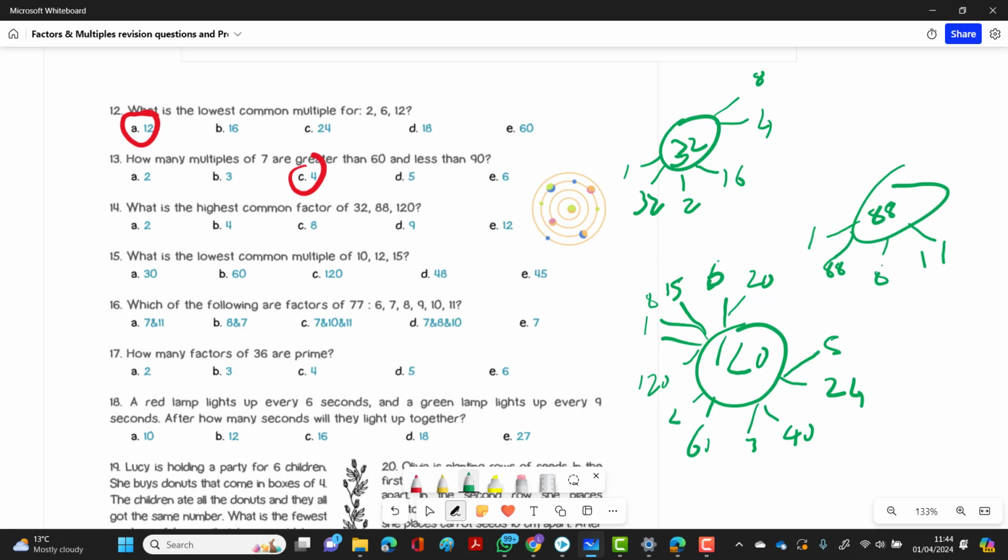Okay, so the highest one that goes into all of them, it's not 12. So you can straight look at the 88. That should give you the best one. Looks like it's going to be 8. So we put that here.